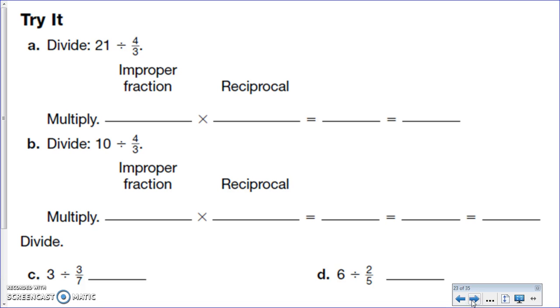Try it. A, divide 21 by 4/3. So the first thing we do is we're going to write 21 as an improper fraction, so 21/1. And then we're going to multiply by the reciprocal of 4/3. So if we invert it, flip it upside down, we get 3/4. Now we simply multiply across. 21 times 3 gets us 63. 1 times 4 is 4.